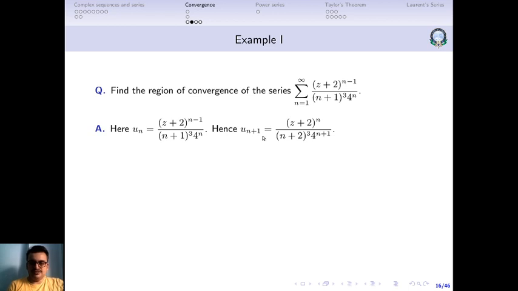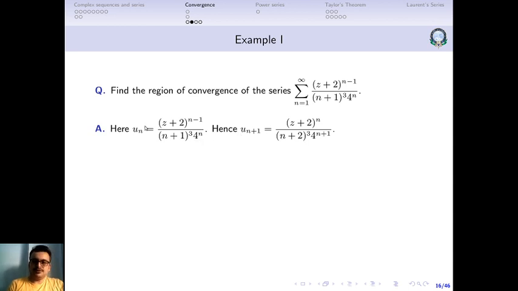So what we'll do is we'll use the ratio test. From this u_n you find out u_(n+1). That is easy. All you have to do is just replace n with n plus 1. So n minus 1 becomes n, the n in the cube becomes n plus 2 after replacement, and the 4 to the power n becomes 4 to the power n plus 1.